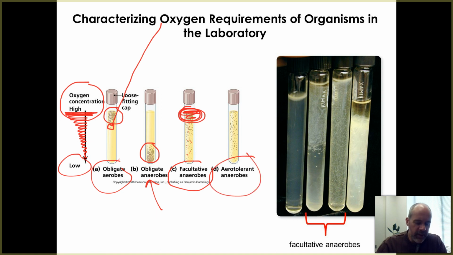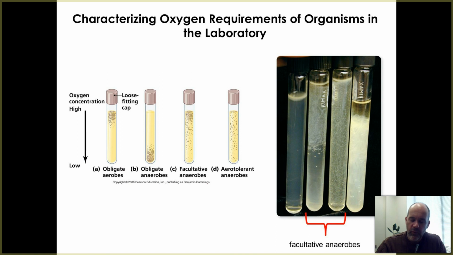Then if you had an aerotolerant anaerobe, so we said these are organisms that don't need or use oxygen gas, but they can tolerate it. They're able to detoxify the damaging oxygen-containing compounds. So those will generally grow pretty uniformly throughout a tube of this type of broth.